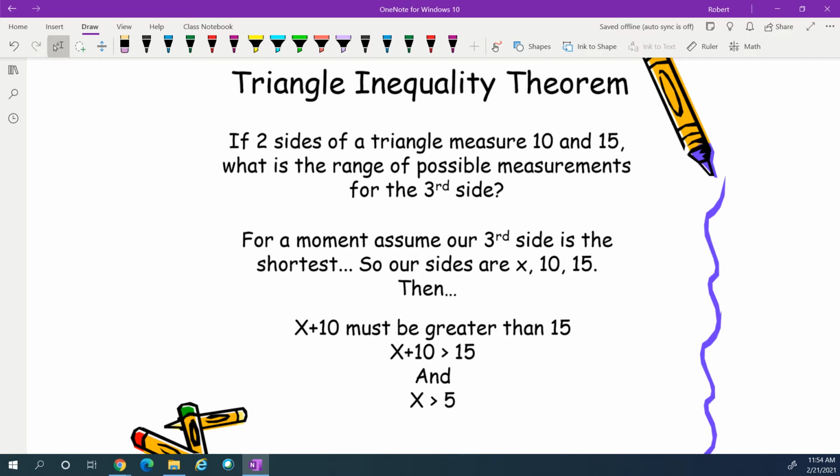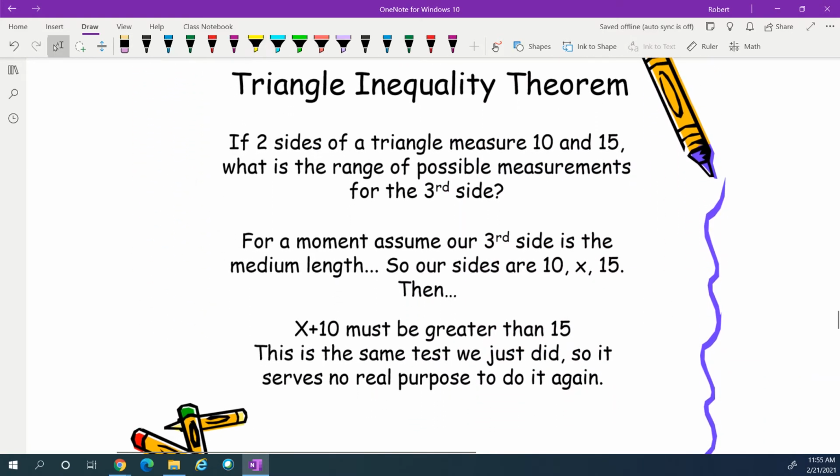First, we can assume that the missing side is the smallest. So we can say x plus 10 has to be greater than 15. And we find out x has to be bigger than 5. But can it be a million? Well, no. There's a limit.